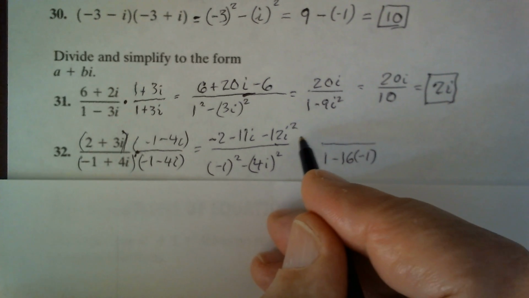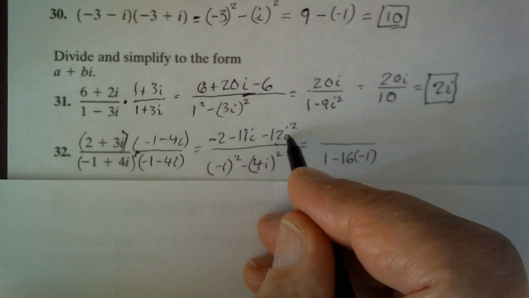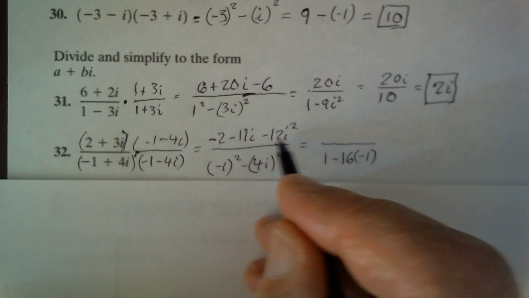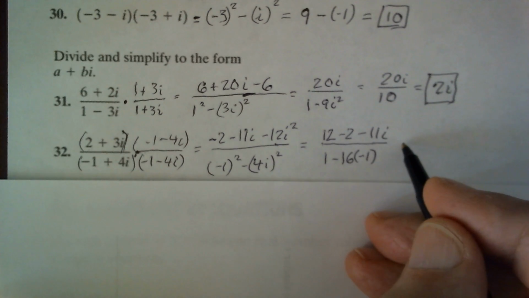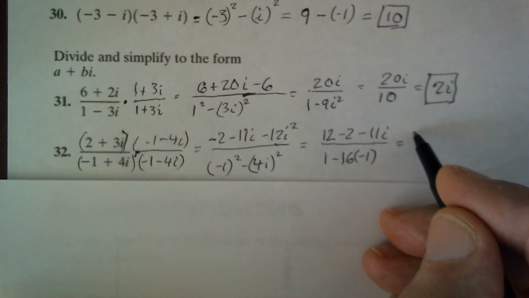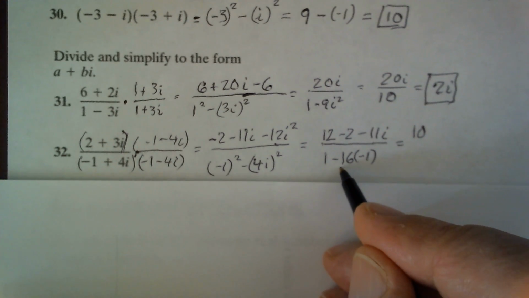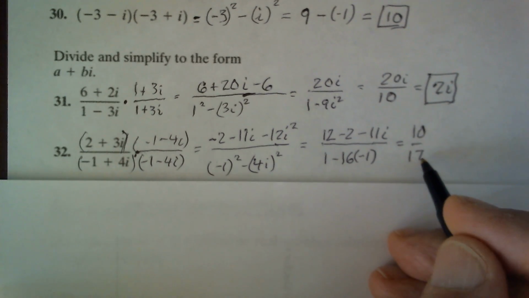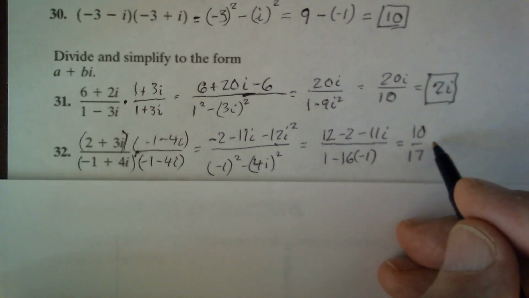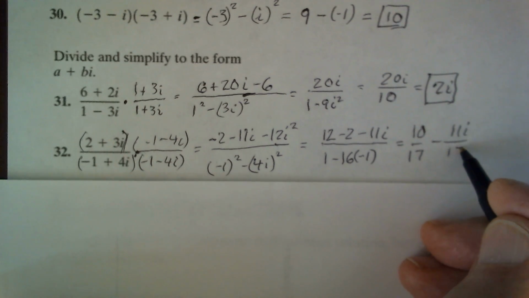And in the numerator we get, so minus 12i squared. i squared is minus 1, and minus 1 times minus 12 is 12. So 12 minus 2 minus 11i. And so that's equal to 10. And in the denominator, we have 1 minus 16, so it's 17. And then we have minus 11i divided by 17 also.